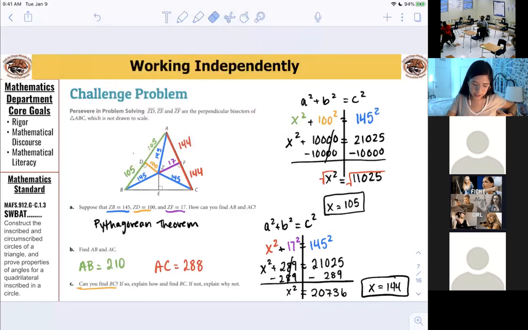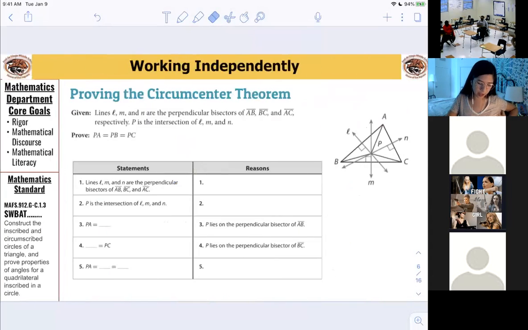All right, like I said, we're also going to do a proof. Here we're going to prove the circumcenter theorem. We're going to do that, and then we're going to do the construction. So after this problem, we will take out our protractors and compass and work on those constructions.